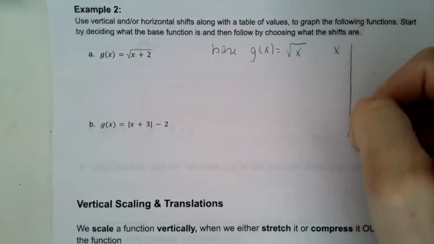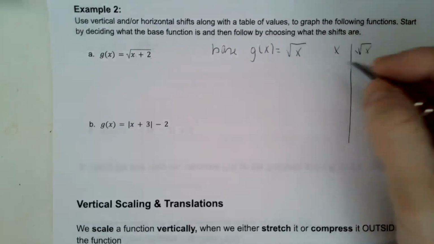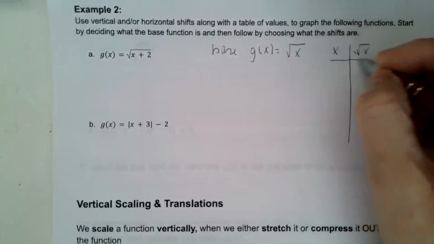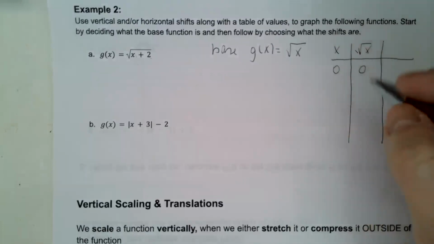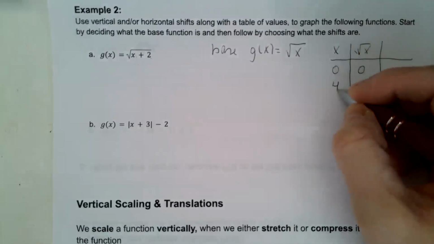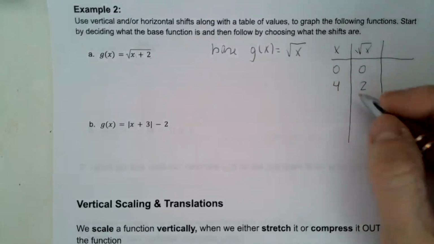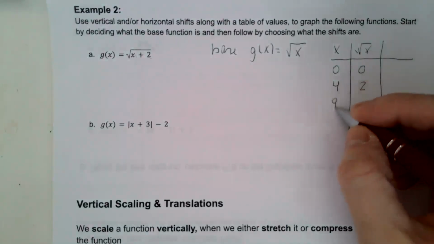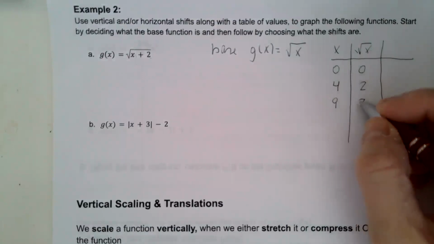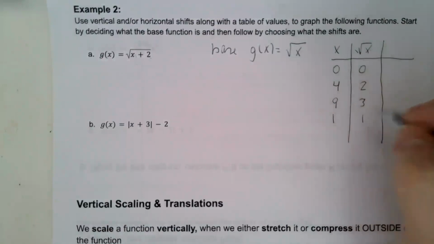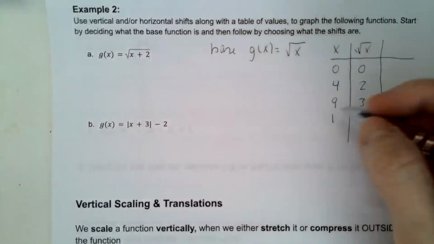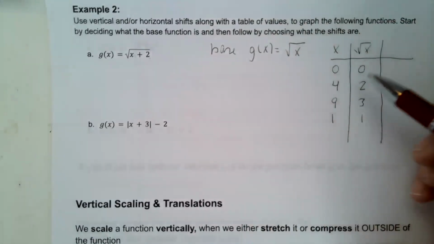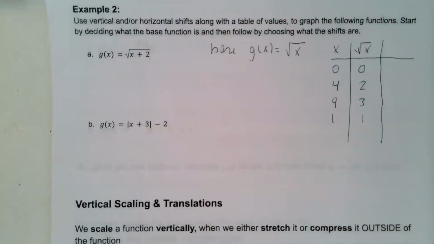If I have just the square root of x, I'm going to put in some values for x that I know the square root of. If x is 0, I know the square root of 0 is 0. The next one I know is 4. The square root of 4 is 2. The next one I know is 9. The square root of 9 is 3. And we also know 1. The square root of 1 is 1. Okay, so that graph, and we can't take square roots of a negative number, so we know they all have to be non-negative. So let's go to Desmos and see what this would look like.